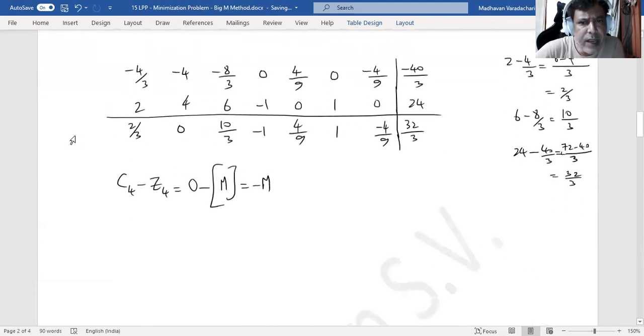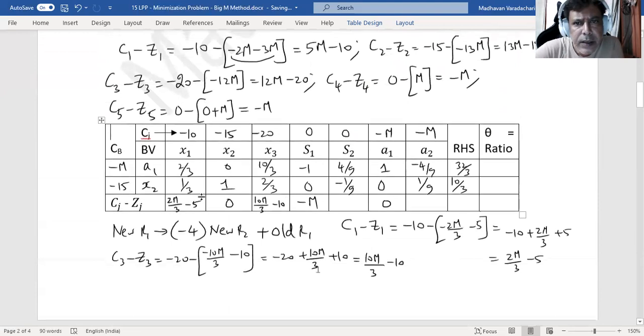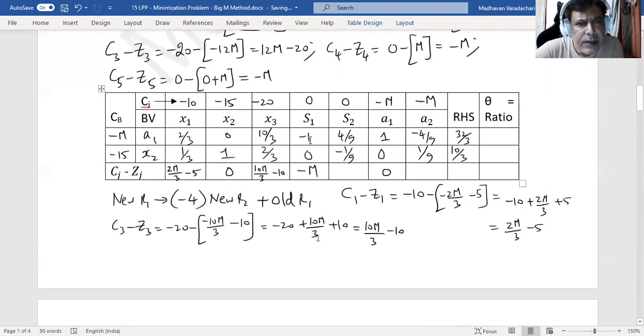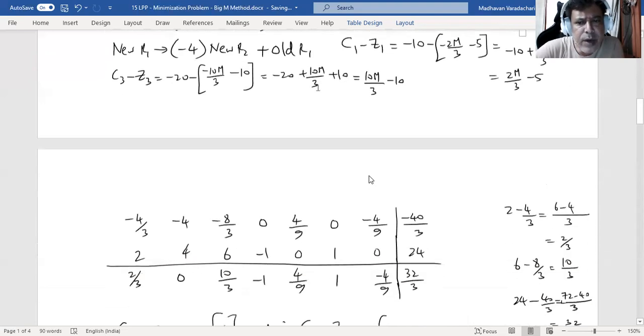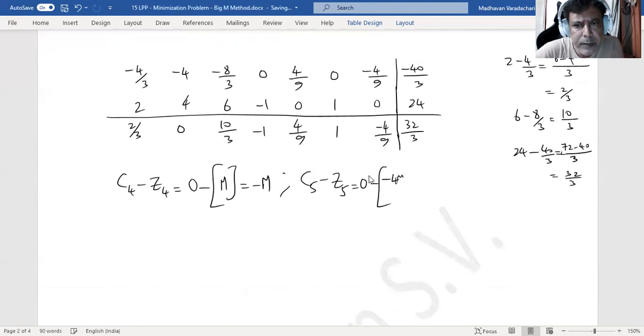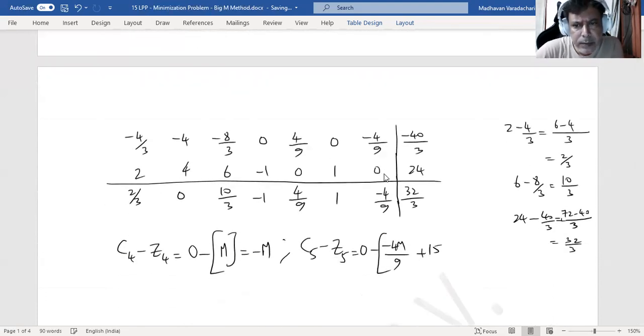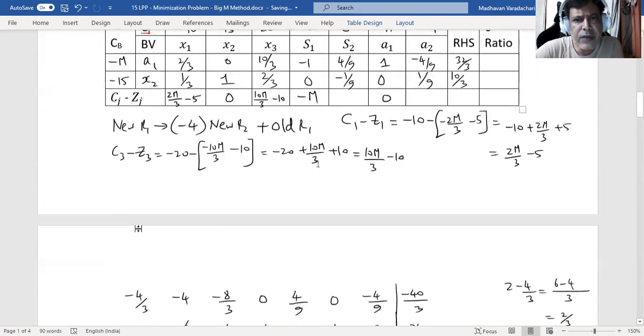Then C5 minus Z5. What is C5? C5 is 0. Minus of Z5. Z5 is minus M into 4 by 9. Minus M into 4 by 9 is minus 4M by 9. And then minus 15 into minus 1 by 9, plus 15 by 9. So this ultimately becomes 4M by 9 minus 15 by 9. I can write this 4M by 9 minus 15 by 9.